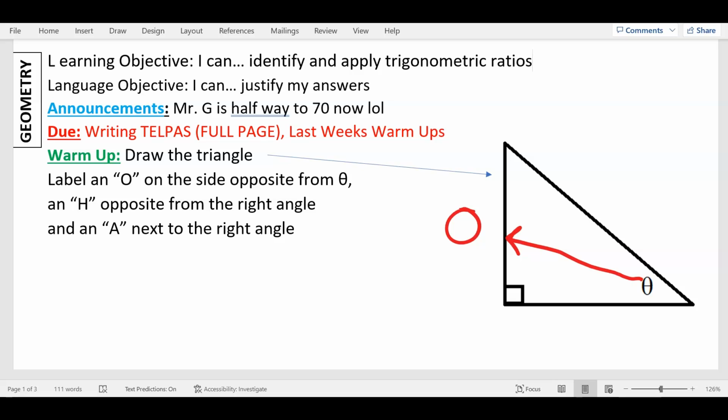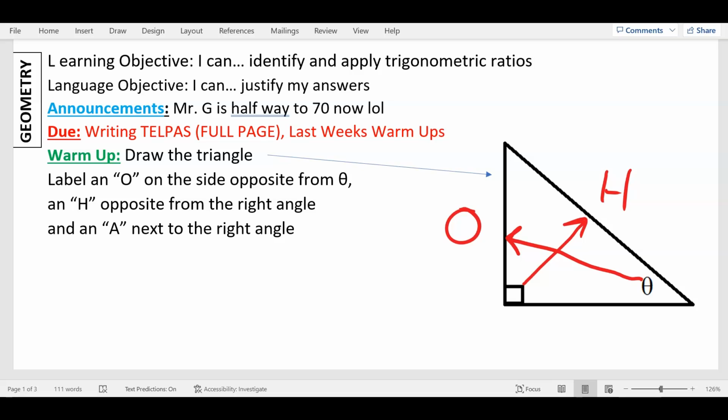Okay. Now H. We just did right triangles. We're continuing to do right triangles. But what's the name of that side across from 90? Y'all remember what it's called? Hypotenuse. So the H is always going to be across from 90. If it helps you, you can draw an arrow from 90 across. That's your H.